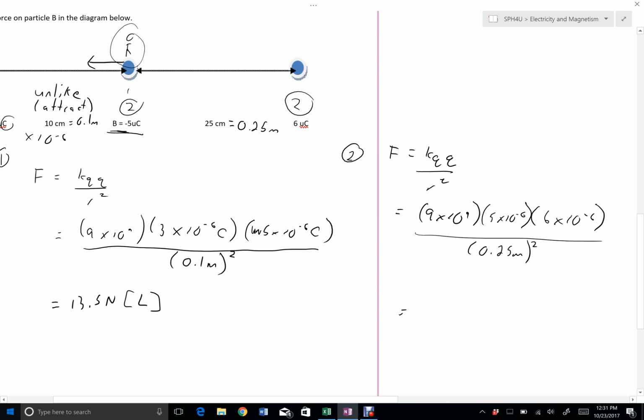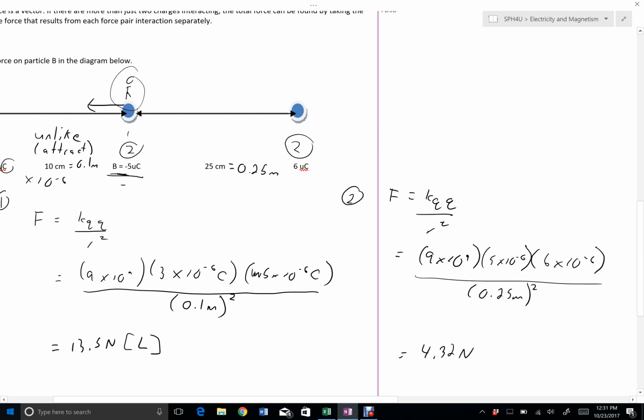9 times 10 to the 9, times 5 times 10 to the negative 6, times 6 times 10 to the negative 6, divided by 0.25 squared, and I got 4.32. And again, I'm just going to use common sense here. This is a negative, and this is a positive, which again means they're unlike, which means this particle is being attracted. So if it went that way for 1, for 2 it's going to go this way, and it's going to attract in there, so that effectively will be right.